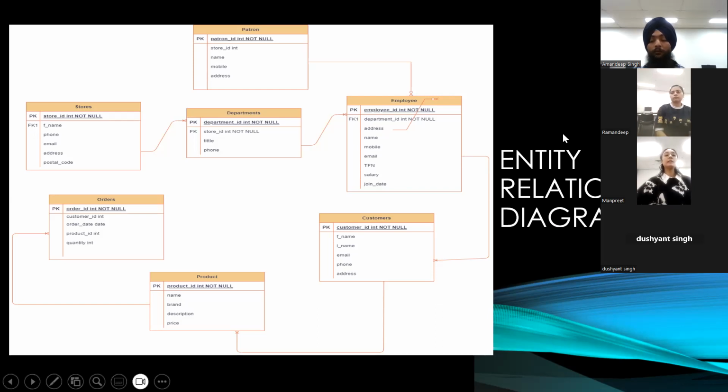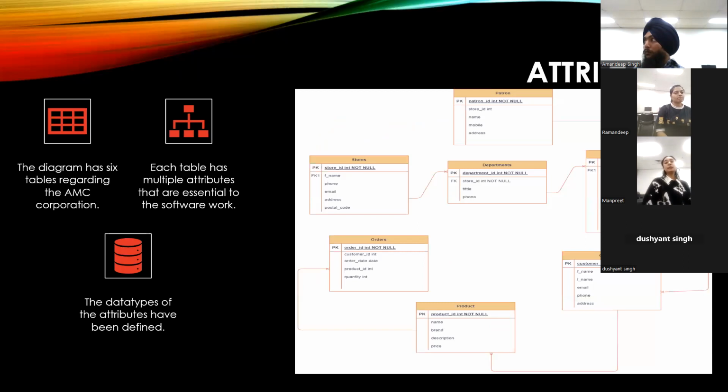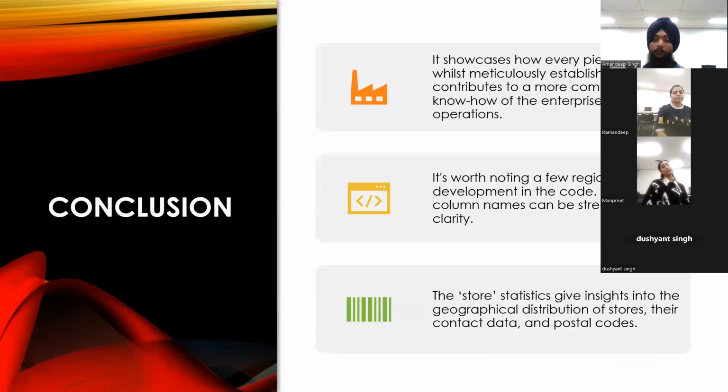So concluding this, it showed the facts that contribute to a more comprehensive knowledge of enterprise operations, and this code exemplifies the significance of meticulous database design in handling organizational statistics efficiently. The belief encapsulates the key takeaway from the SQL code and its implication for management. So further on will be carried by Raman.